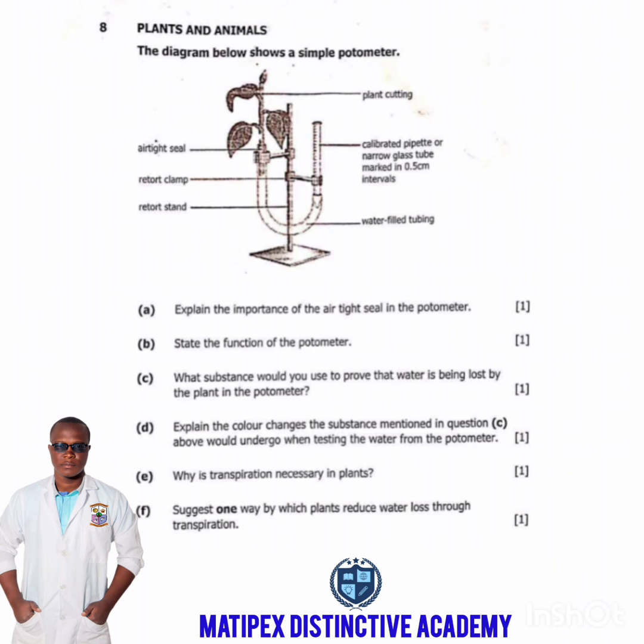Water turns blue cobalt chloride paper to pink. It also turns anhydrous copper sulfate from white to blue. Okay. Question E, guys. It's saying, why is transpiration necessary in plants?